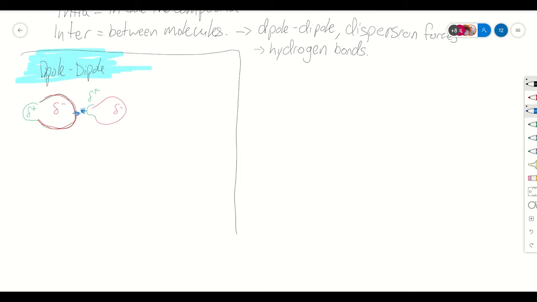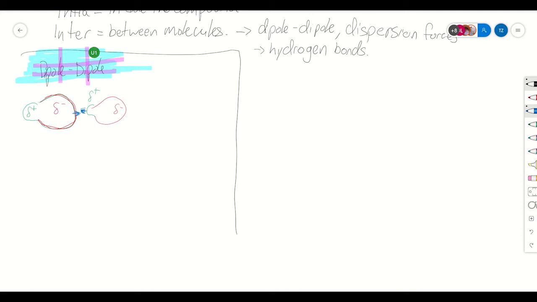If we have attractions, what does that do to our boiling points? What does it do to our reactivities? It can sometimes make them more reactive, but generally it makes them less reactive. But what's it going to do to our melting point? Yeah, it increases your melting points. The stronger your forces are between molecules, the harder it is to change its phase.